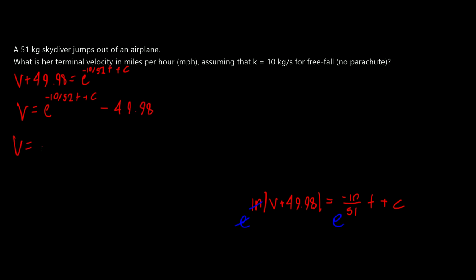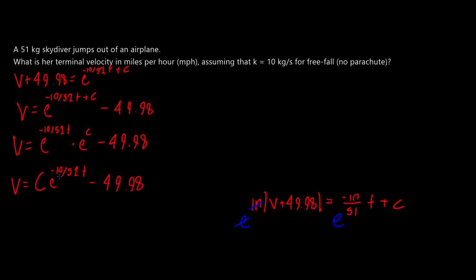So then we just go on with our usual business. We're going to have e to the power of negative 10 over 51 t, and then we can multiply that by e to the power of c, since these are adding in the exponent, and then minus 49.98. So then we're going to have v equals, and once again this is a constant, so I'm just going to write it as c. So we're going to have c times e to the negative 10 over 51 t, minus 49.98.